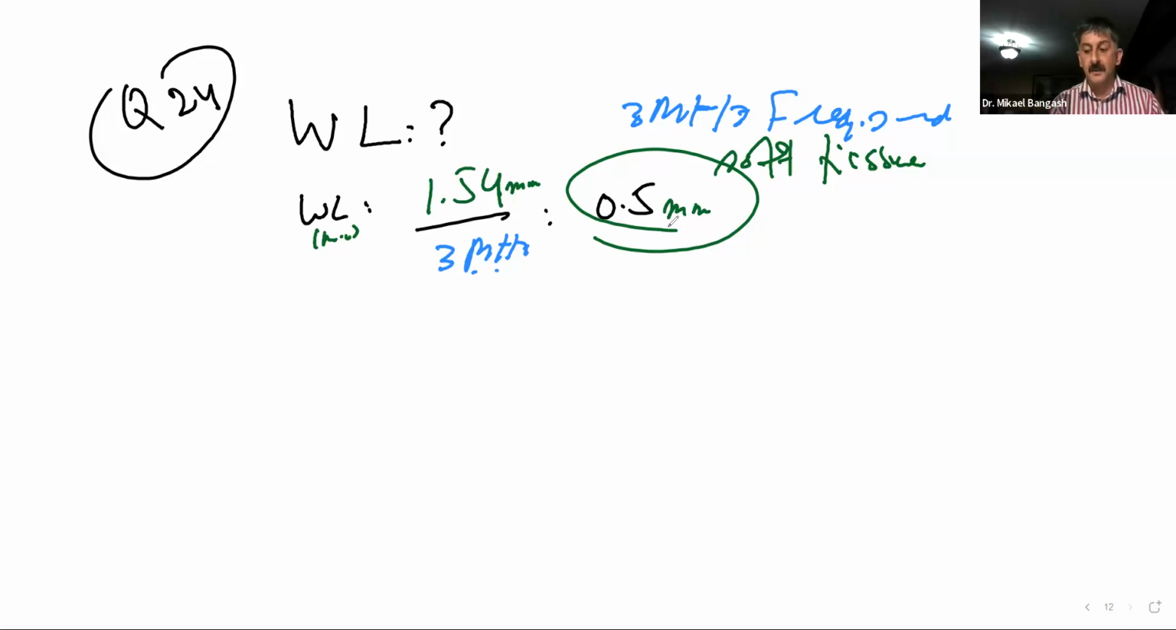The options say 0.51 meter, which is half a meter; 0.51 kilometer, which is half a kilometer; 0.51 millimeter, which is what we have here; and 0.5 nanometer, a nanometer being a billionth of a meter. A micrometer is a millionth. So the unit we use here is going to be micrometers. No, it's not micrometers, sorry, millimeters.